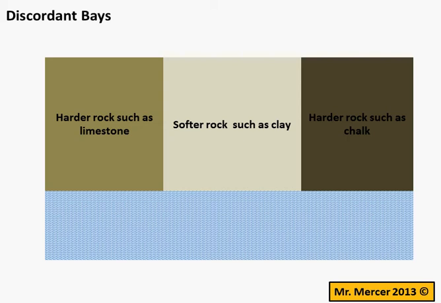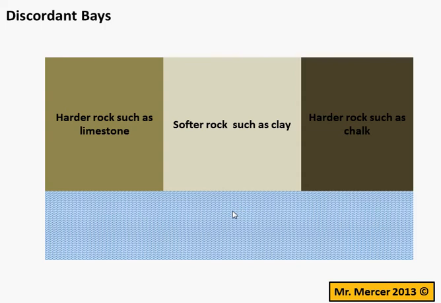Now, in this clip, rather like with concordant bays, I'll be quite brief. The first place to start is with the term discordant bay. The rock layers in a discordant bay example run in discord or disagreement with the line of the coastline. So they tend to be at 90 degrees or right angles to the sea.